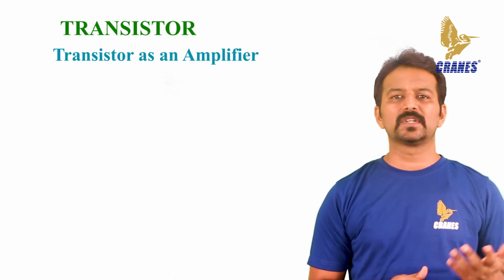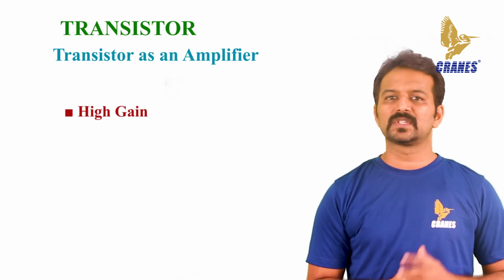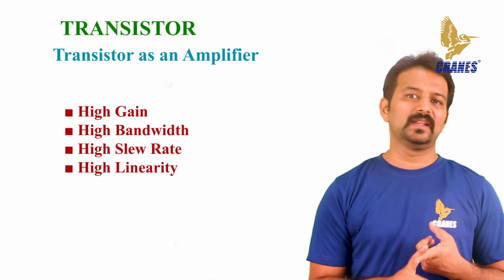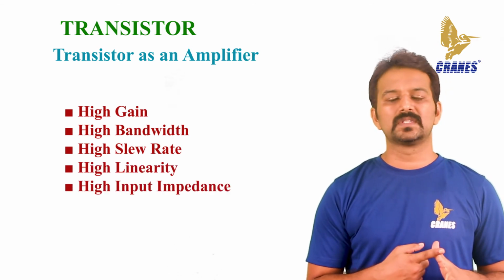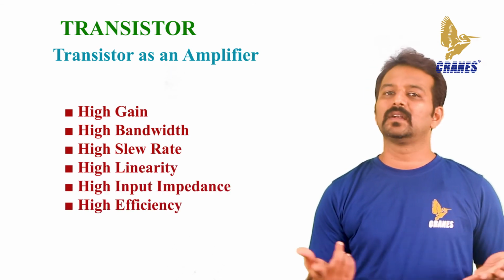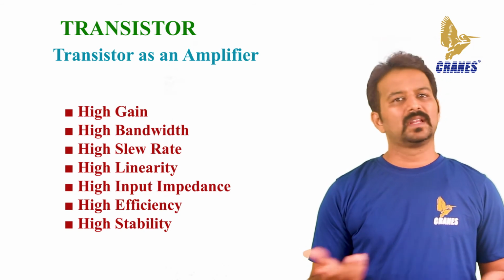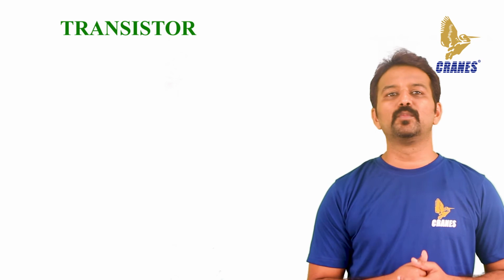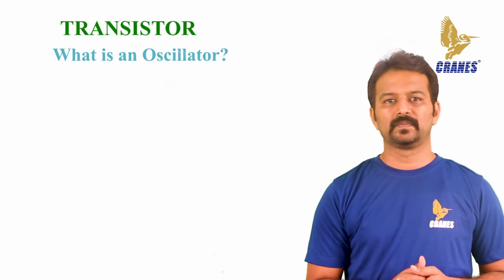There are several parameters for a good transistor, which include high gain, high bandwidth, high slew rate, high linearity, high input impedance, high efficiency, and high stability. Like this, there are several more parameters. Now we will move on to an oscillator.